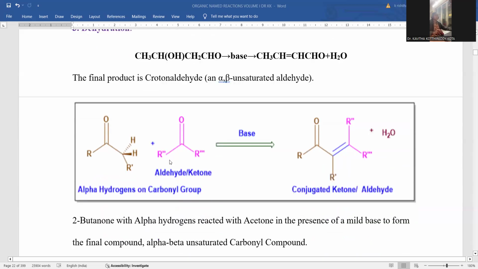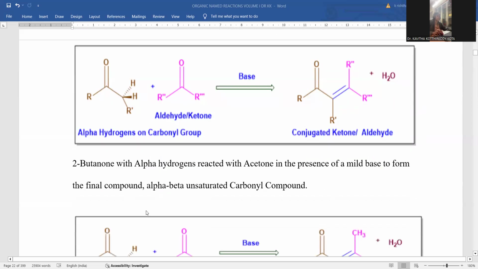This is the simplest schematic representation: an aldehyde or ketone is taken with another aldehyde or ketone under basic conditions. Here is the origination of a conjugated aldehyde or ketone. Conjugation matters for their stability, so that existence of the product is more facile, and the reaction progresses towards the product formation because of the stability of this conjugation, right?